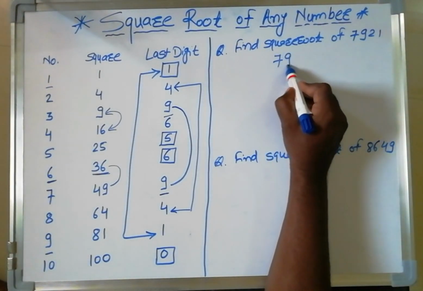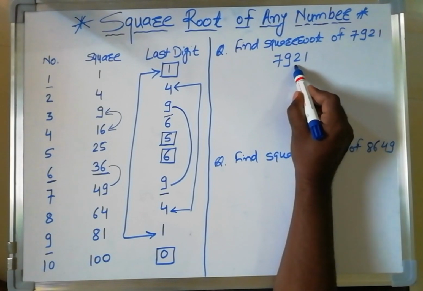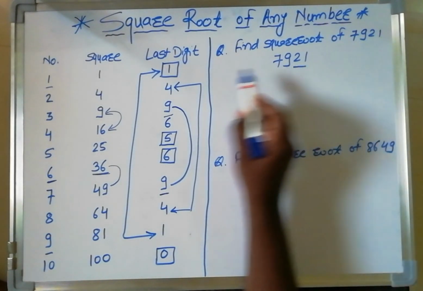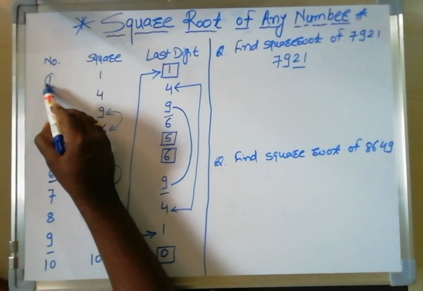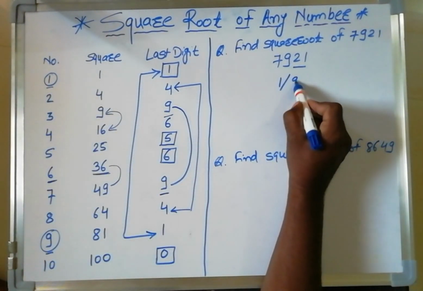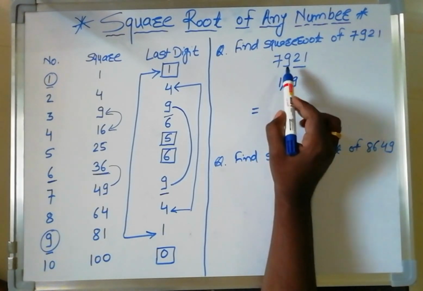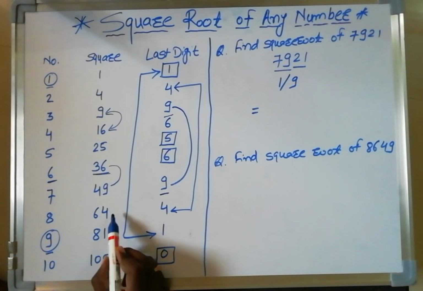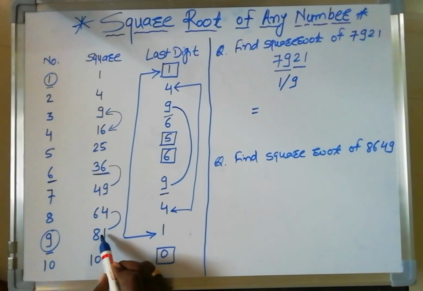Now write here 7921. Take the last two digits, that is 21. So if it ends in 1, then we have to consider what? This 1 or this 9. So we don't know 1 or 9, isn't it? Now the remaining digits are 79. So 79 comes in between 64 and 81.